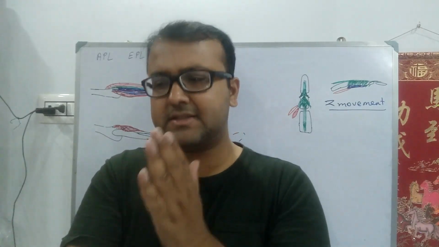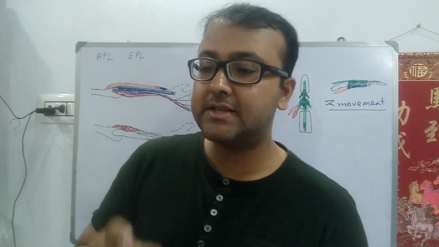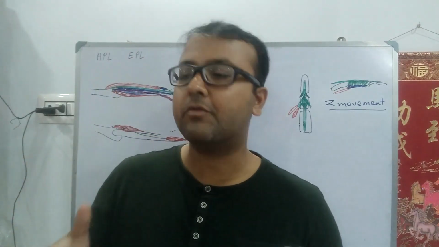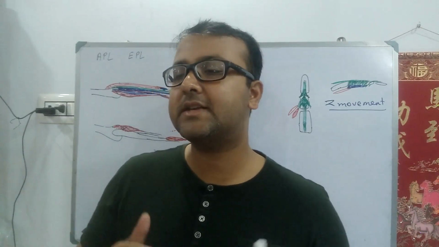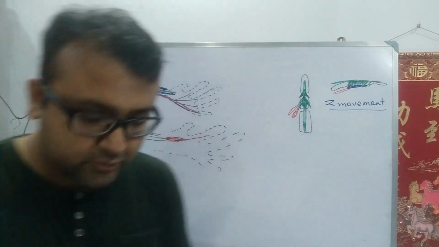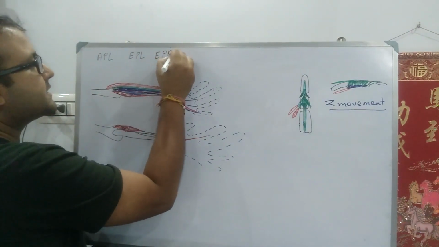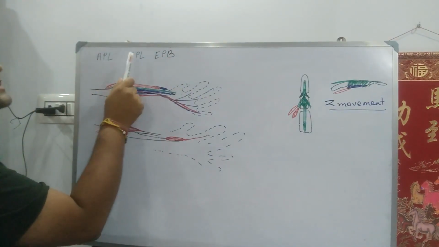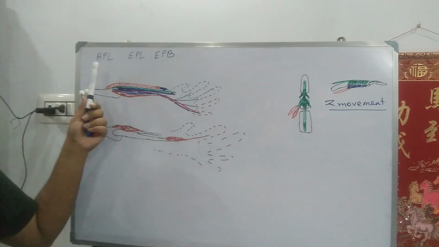If there is an extensor pollicis longus, there must be a flexor pollicis longus. No, flexor is out of the question. We are discussing today the extensor compartment. So if there is extensor pollicis brevis, very good. So you have deduced the name of the other muscle, extensor pollicis brevis. So if there is abductor pollicis longus, extensor pollicis longus, then the third muscle that comes up is extensor pollicis brevis. So these are the 3 muscles that we are going to discuss, and they are very easy.